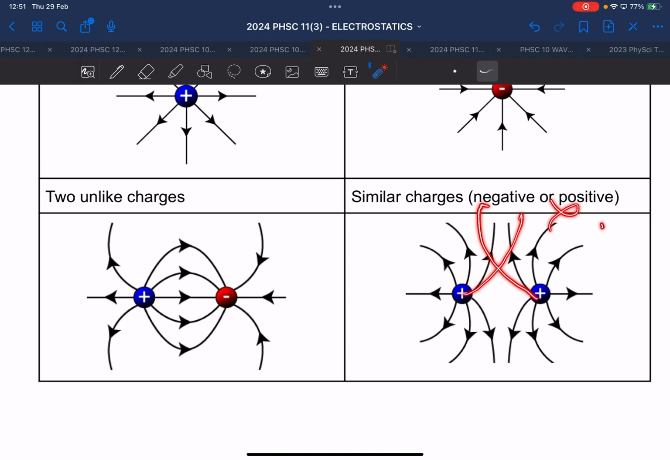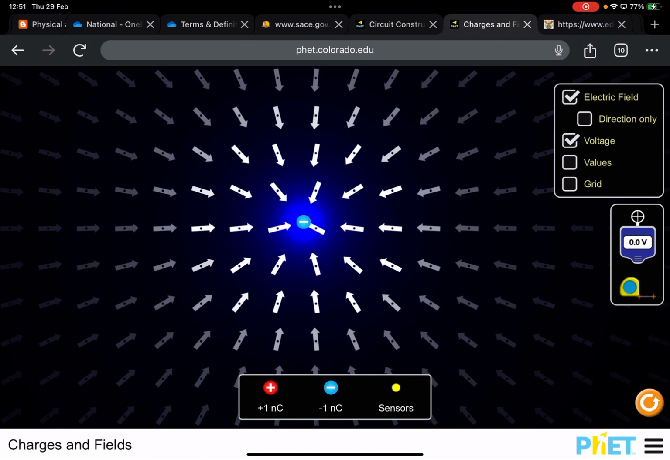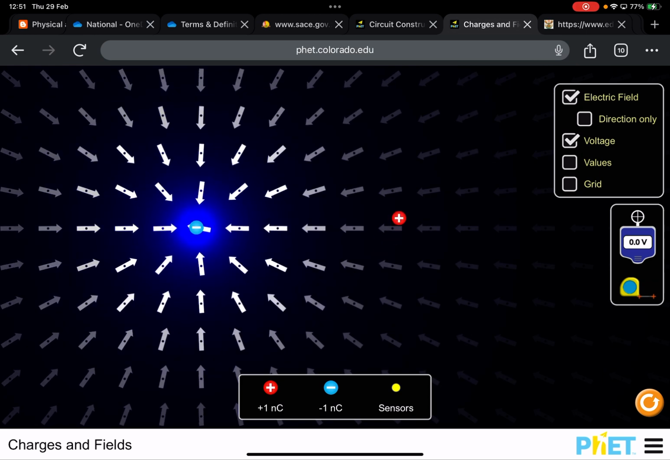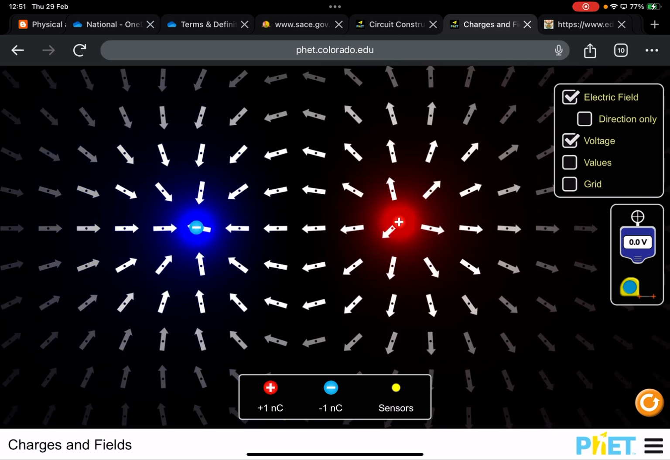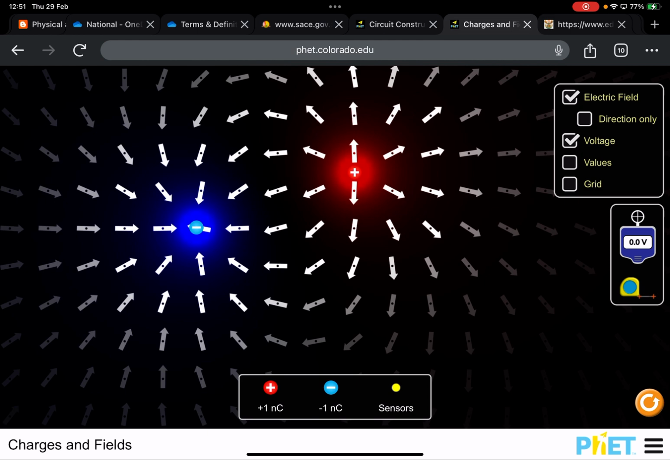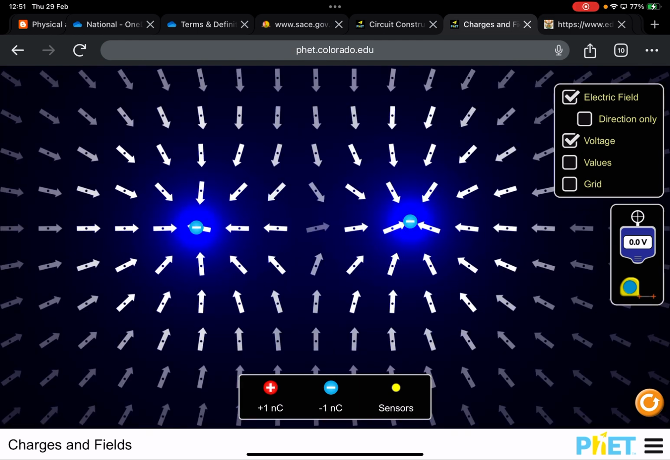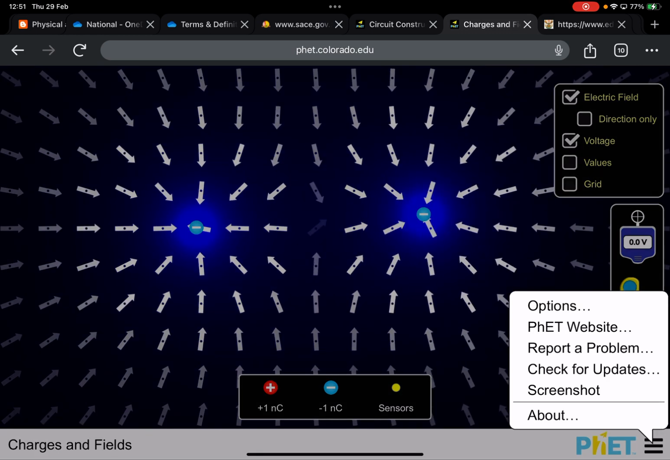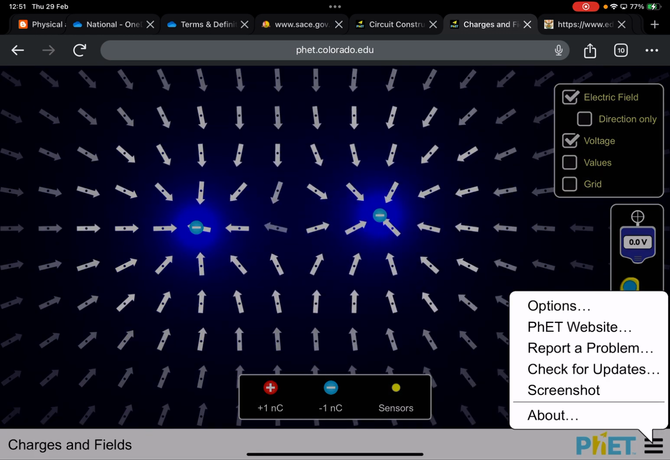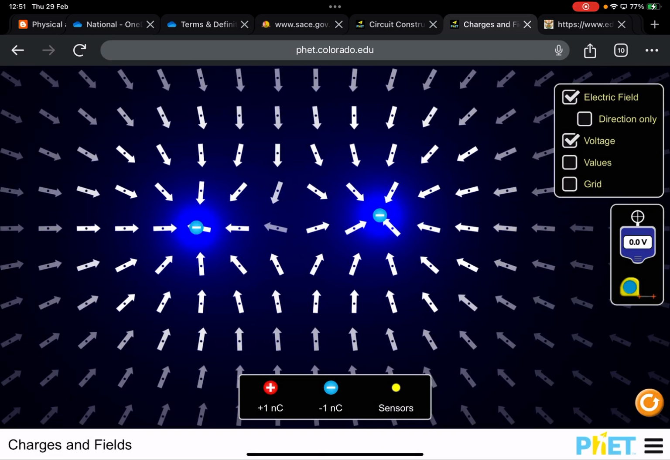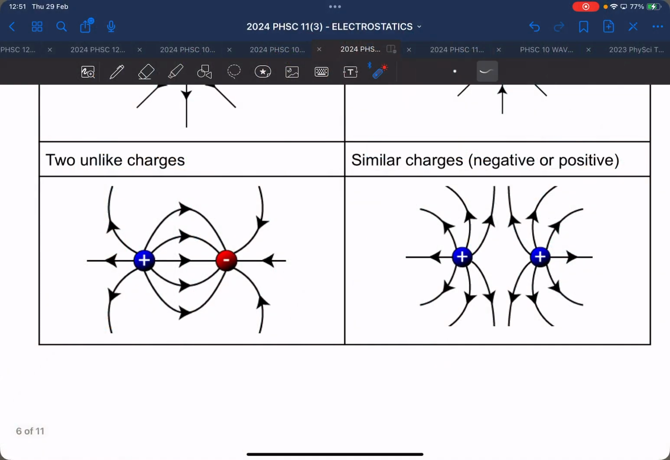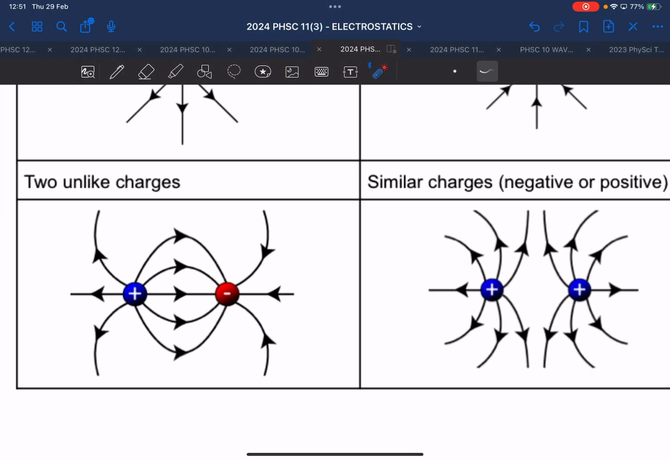If we look here, we have a negative charge and here a positive charge. You can see that they attract one another. It goes from the positive towards the negative. And if you have similar charges, you see they repel each other. It becomes dark there in the middle. So you must be able to draw this.